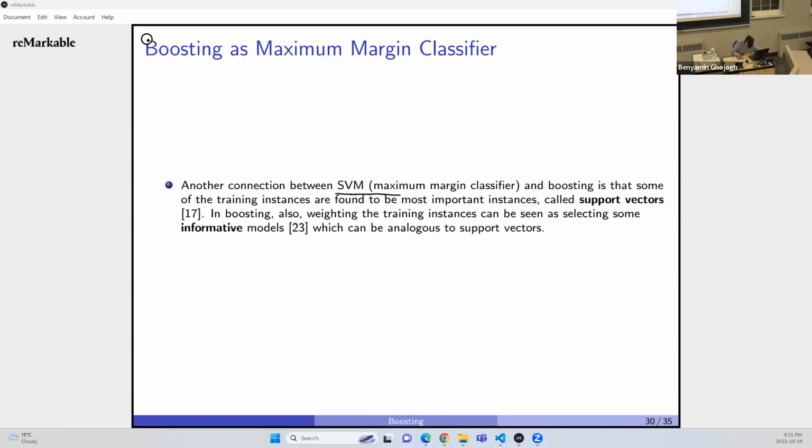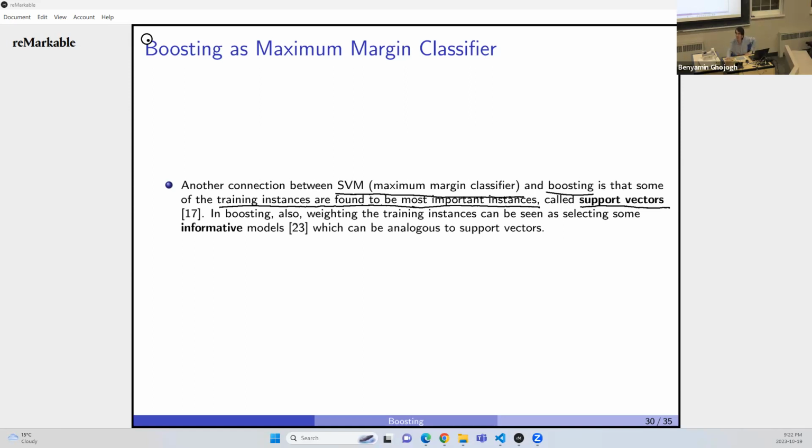Another connection between SVM, which is maximum margin classifier, and boosting is that some of the training instances are found to be most important instances called support vectors. Do you see the analogy here between SVM and boosting, in addition to maximizing the margin? Why do we call support vector machine support vector machine? Because of support vectors, right? The support vectors were the close points of the classes closest to the decision boundary. In other words, they are more capable of being confused with the other class, right? So some of the points were more important.